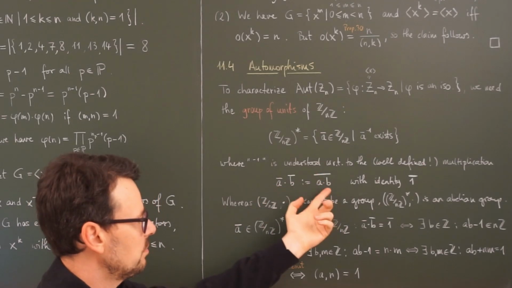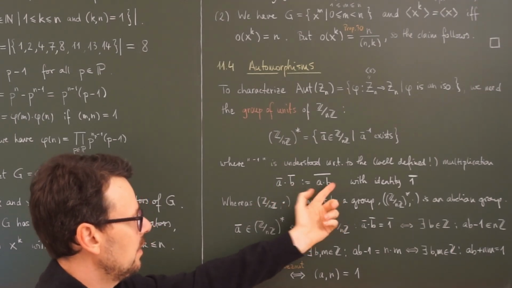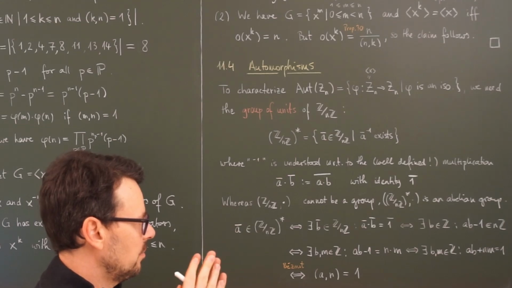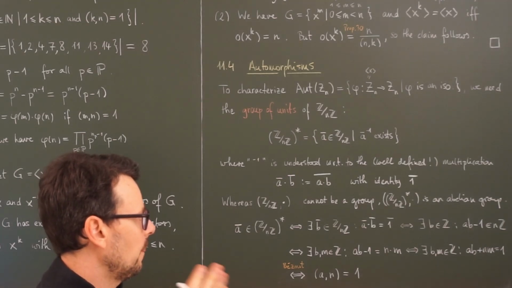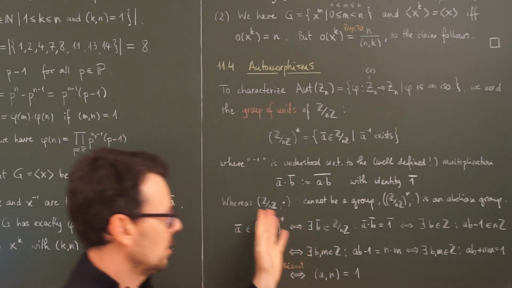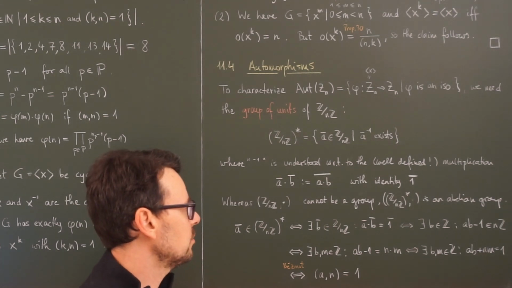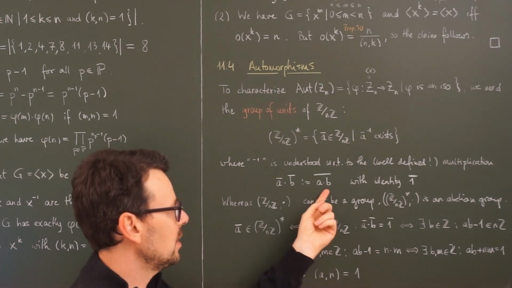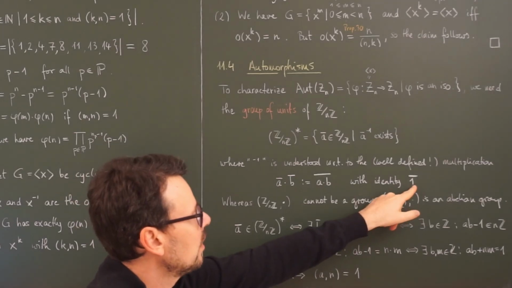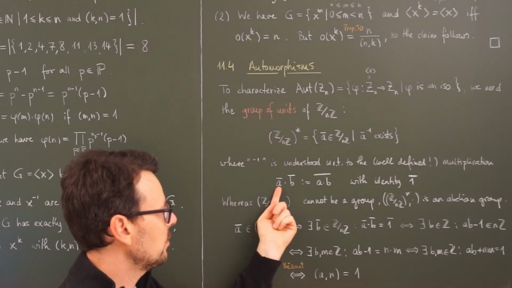But I choose one representative here, A, and one representative here, B. And this must not depend on the choice of representative. Otherwise, it's not well defined. We're omitting that here. That also would be a nice little exercise for yourself to check that this is a well-defined multiplication.